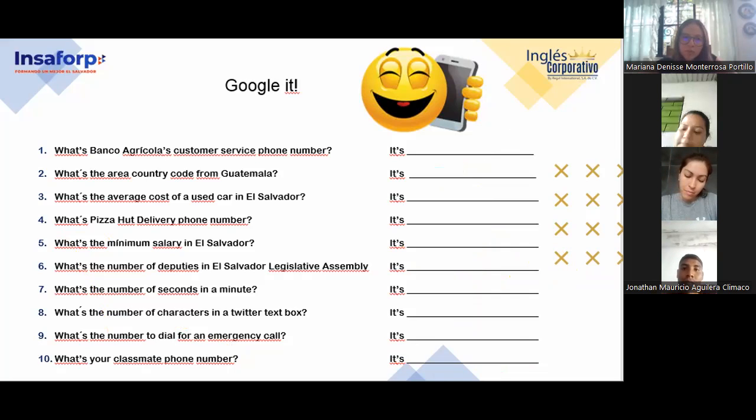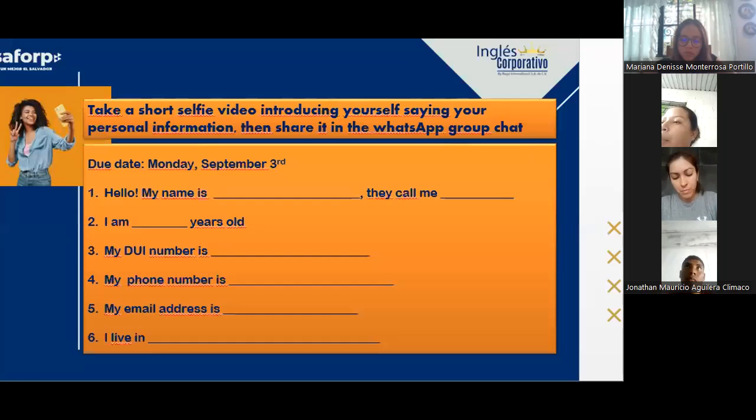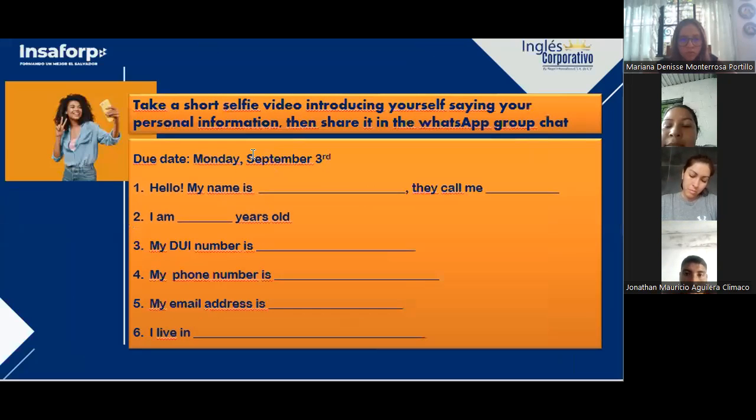Voy a explicar la actividad primero y después tomar la asistencia, porque tomar la asistencia nos toma un poquito de tiempo. La actividad que van a hacer es que you are going to take a short selfie video, right? Ustedes se van a tomar un video, ustedes solitos, okay? And you are going to share your personal information. What's your personal information? Your name, all right?